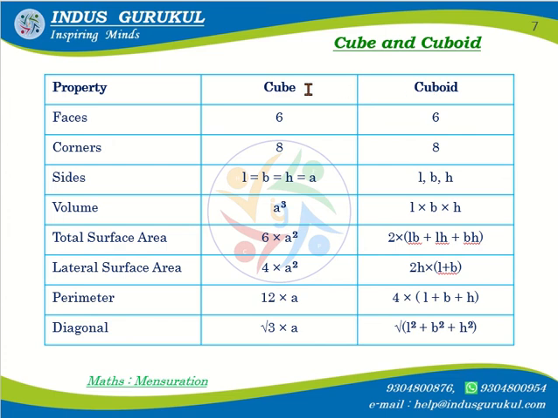Now, what is a cube? When all the sides, length, width and height, are equal, let's say equal to A, then it becomes a cube. So in the case of a cube and cuboid, faces are 6, corners 8, sides become A, volume is L into B into H in a cuboid, but it becomes A cube. So similarly, all the values change. In the case of a cuboid, it's a different L, B and H, but in the case of a cube, all L, B and H are the same, equal to A. So it reduces down to a formula.